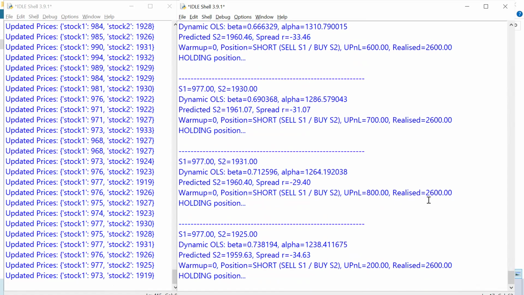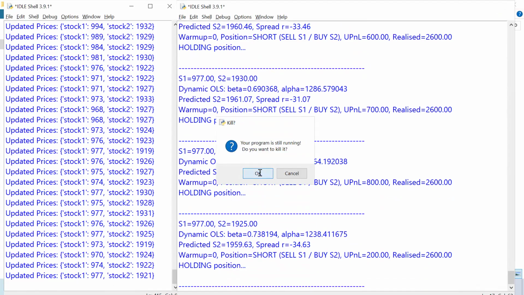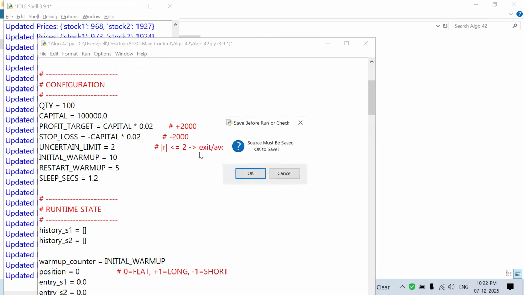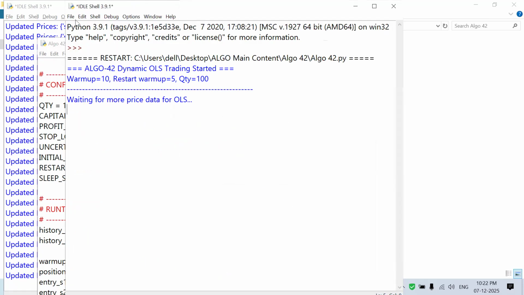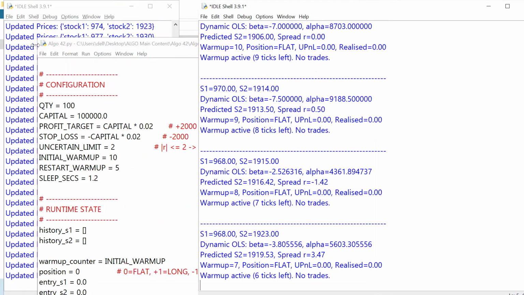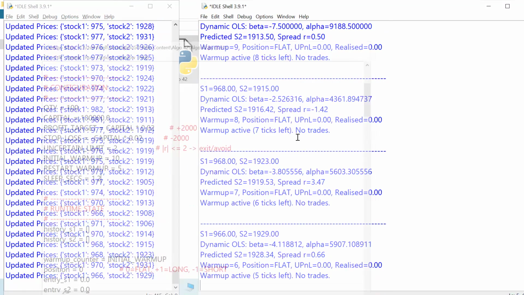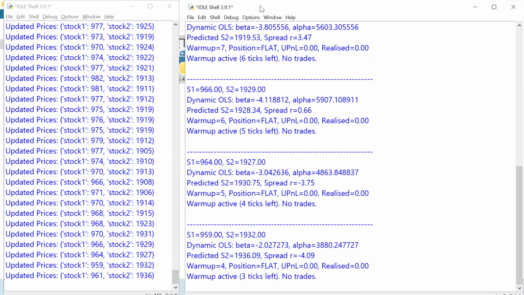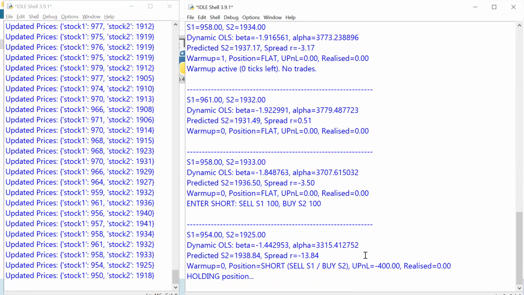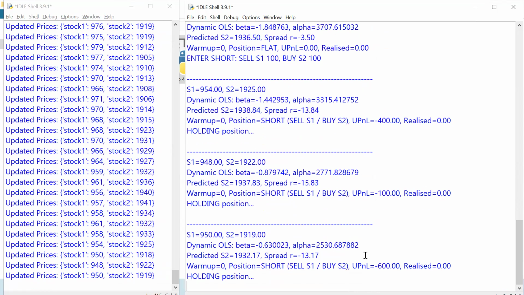Okay, now let me make the delay exactly the market delay. So the market delay I kept as 1.2 seconds. It will now be a much faster version of the algo. This is the best way to see the speed of the algo with market speed. The market speed is very fast. You can see we can just check what is happening in the realized and unrealized profit.